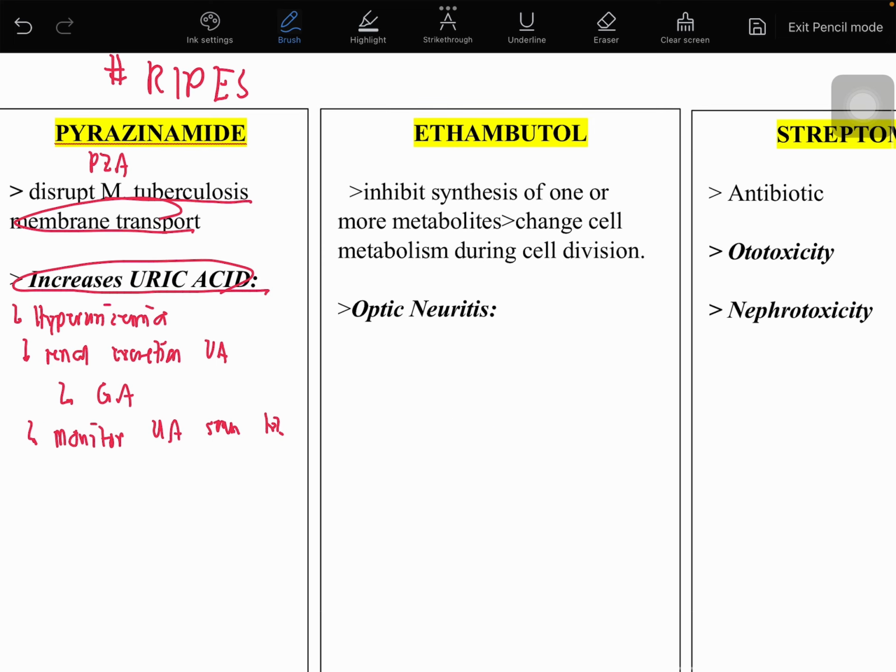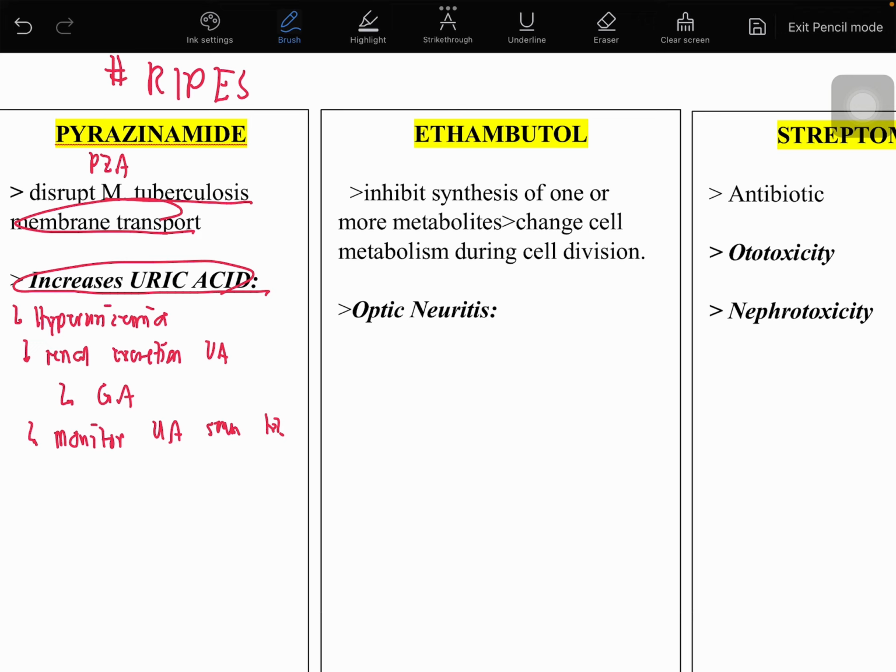Okay, next naman tayo here with your ethambutol naman po tayo. Ang ating ethambutol naman po, ang kanyang action, it inhibits the synthesis of one or more metabolites of that agent. Therefore, it changes what? It changes the cell metabolism during your cell division natin. Therefore, ang action na to, we can consider this as what? Bacteriostatic.